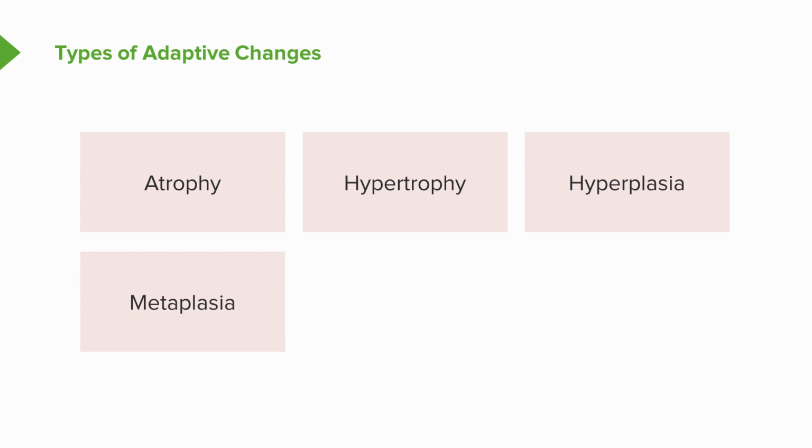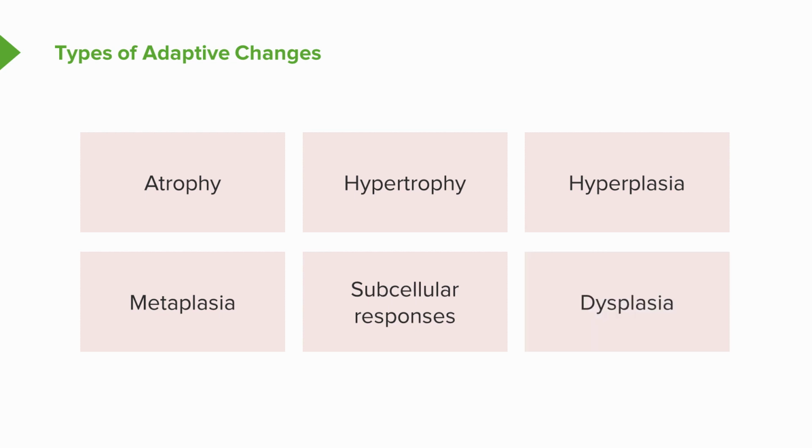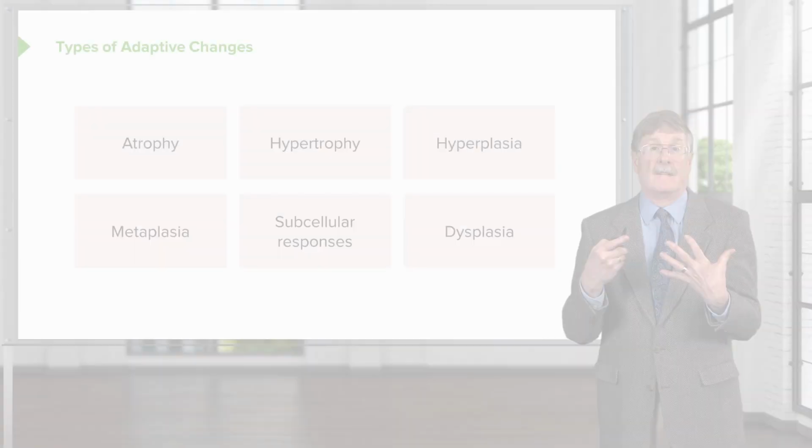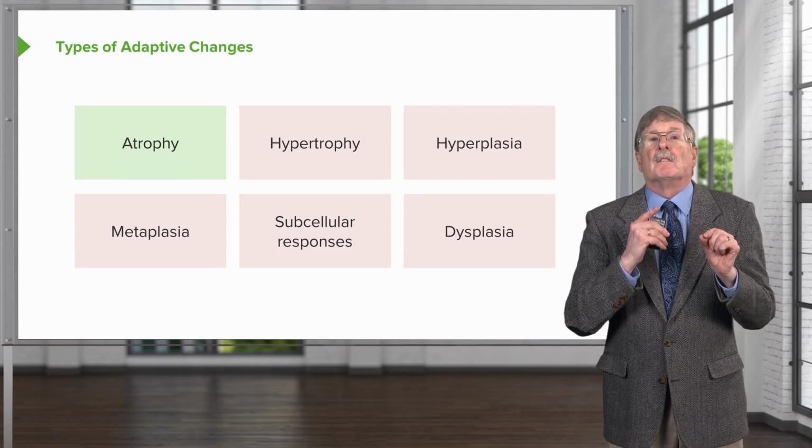Metaplasia, change of cell from one mature adult form to another one. We'll talk about subcellular responses, things going on within individual cells. And then we won't touch on dysplasia today, but keep in mind that adaptive change might also involve things becoming potentially malignant because of the accumulation of additional mutations. First, atrophy.